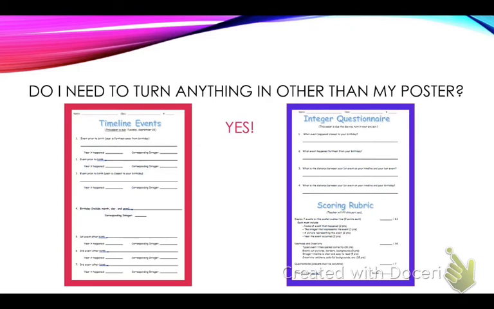Next up, some people have asked, do I have to turn in anything other than my poster? The answer is yes. Look at this purple paper that I've just handed out to you. You've got the top page. Now I want you to flip to the second page. This one says integer questionnaire. This paper is going to be something that you also need to turn in, and I want you to flip to the next page. You will see something that says timeline events. This paper is also going to have to be turned in.